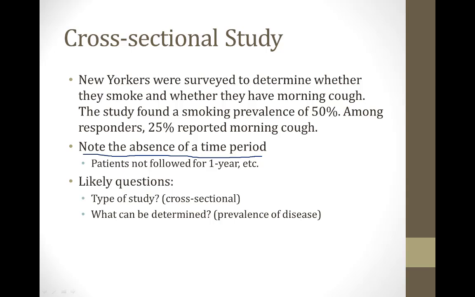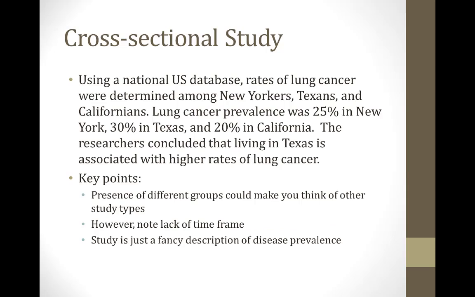Some likely questions might be, what type of study is this? It's cross-sectional. Or what can be determined? And the answer is prevalence of disease only, not risk ratios and odds ratios. Let's look at another example. Using a national U.S. database, rates of lung cancer were determined among New Yorkers, Texans, and Californians. Lung cancer prevalence was 25% in New York, 30% in Texas, and 20% in California. The researchers concluded that living in Texas is associated with higher rates of cancer.